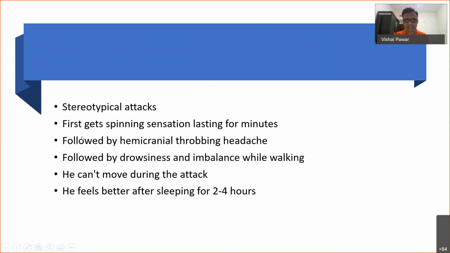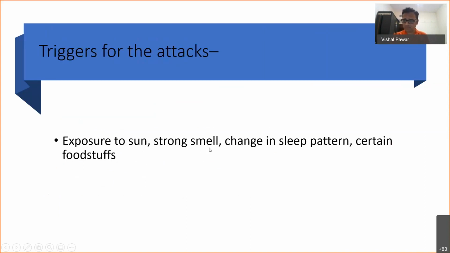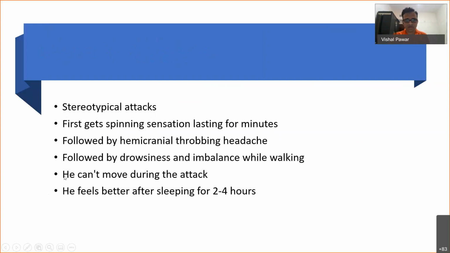First he gets spinning vertigo lasting for minutes, around 15 to 20 minutes. Then it is followed by hemicranial throbbing headache, sometimes right, sometimes left. Then it is followed by drowsiness and imbalance of gait, but the headache continues during this time. He feels drowsy, he can't walk, and he can't move during the attack. He has to take rest. He feels better after a period of rest, after sleeping for 2 to 4 hours.